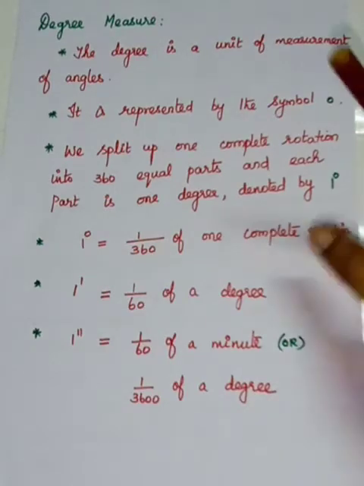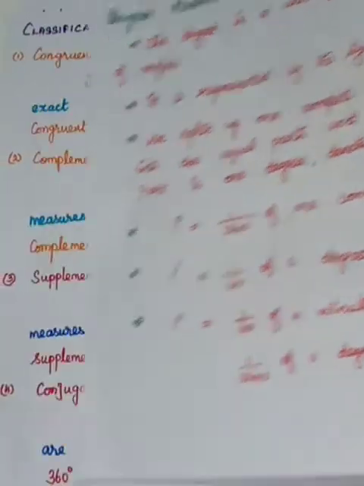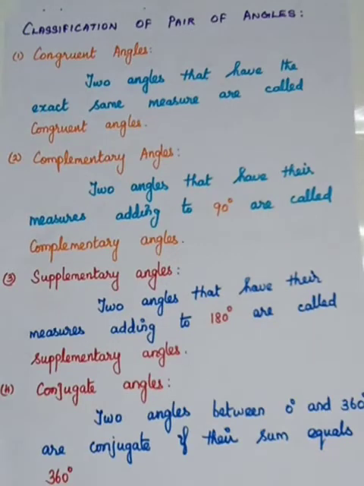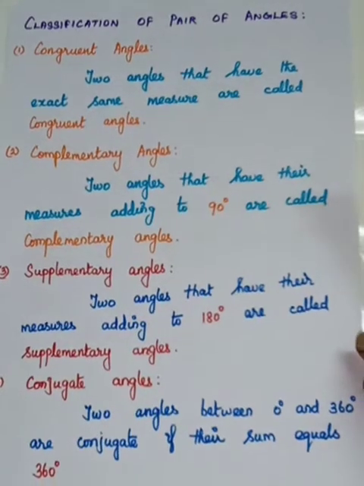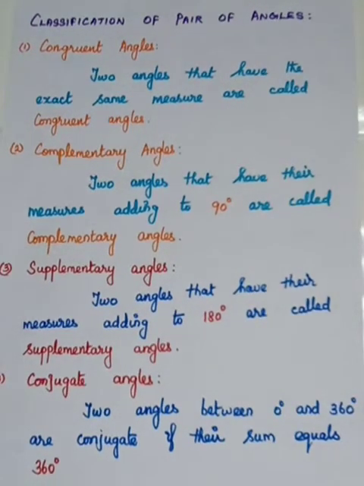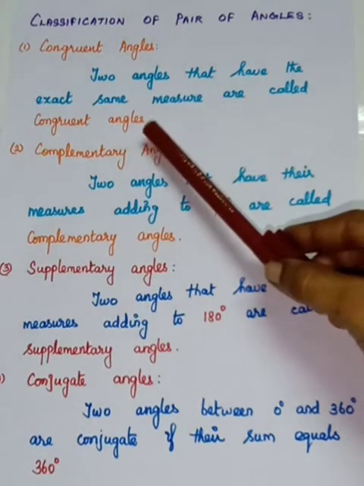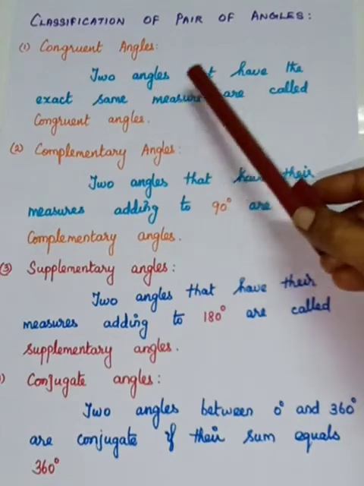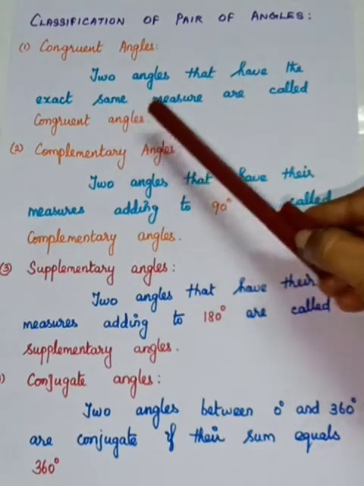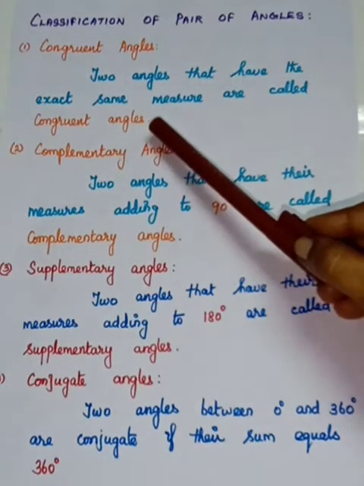Next we move to the classification of pairs of angles. We will consider two angles. The first one is congruent angles. Two angles that have the exact same measure are called congruent angles.